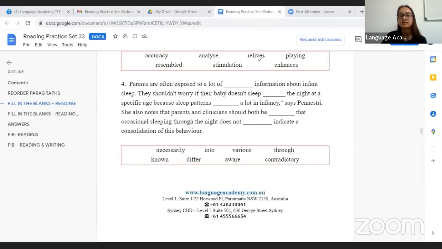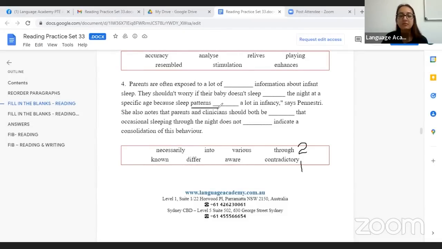So let's discuss. This says parents are often exposed to a lot of information about infant sleep. So a lot of what type of information? Contradictory, because the passage tells us that it's kind of confusion they are talking about. They shouldn't worry if the baby doesn't sleep dash the night. So we only have one preposition given. Into the night is not possible. So we'll say through the night, because night would be a period of time. So we'll say through the night at a specific age, because sleep patterns dash a lot in infancy.